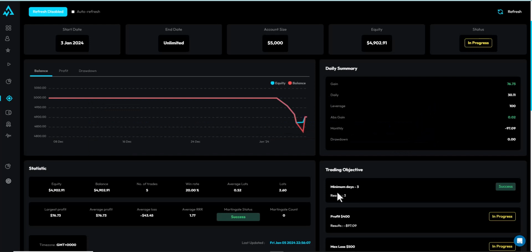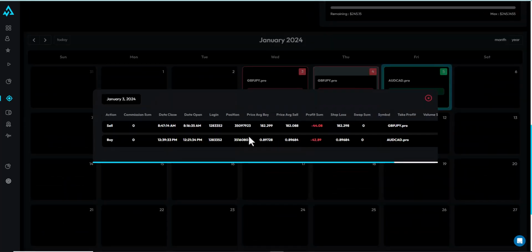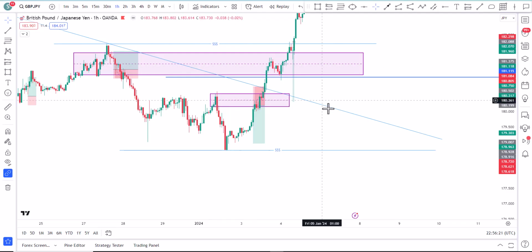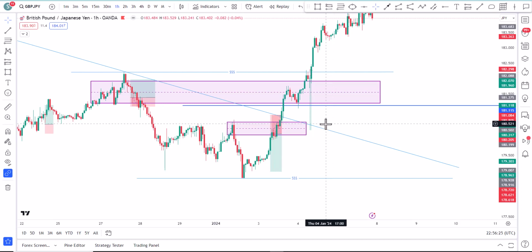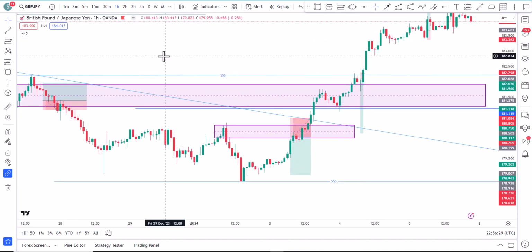So let's move to the next day. What happened? I took a trade on GBPJPY as follows. So let's look at the next trade on GBPJPY. Because I was still anticipating a sell on GBPJPY, I took another trade here. So let's look at why I took this trade.